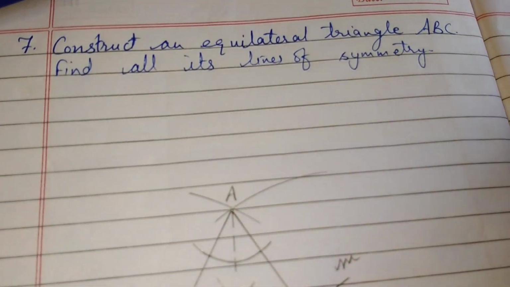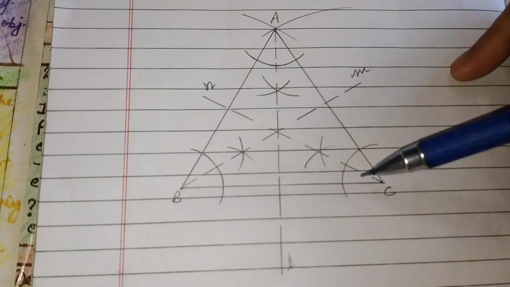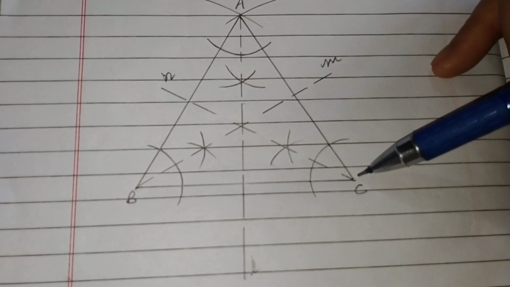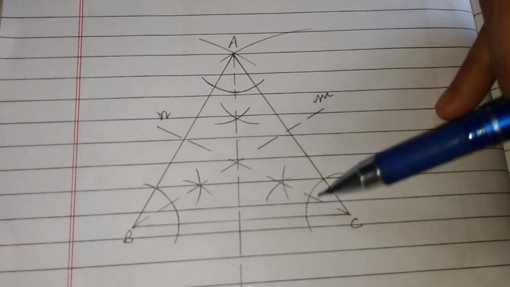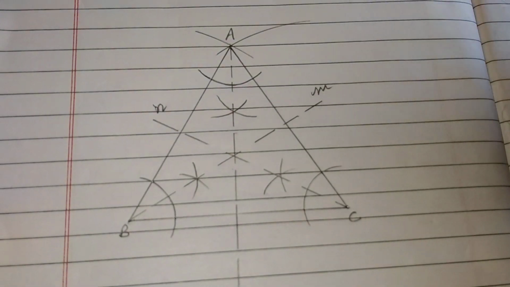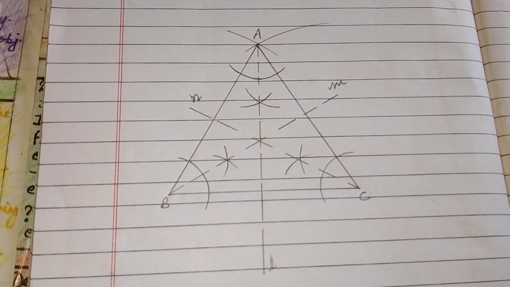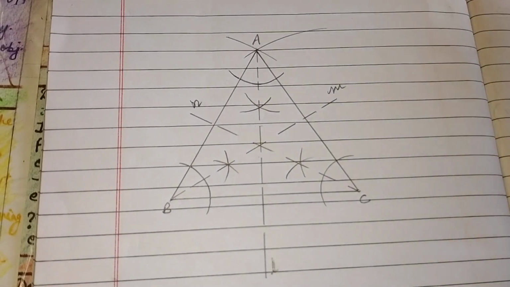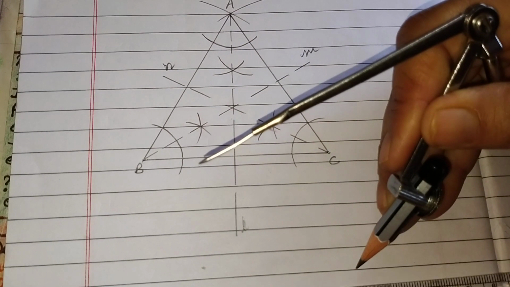Question number 7 is, construct an equilateral triangle ABC and find all its lines of symmetry. Firstly you will construct an equilateral triangle, then find its lines of symmetry. I have already drawn this triangle here, but I am going to tell you how to draw it roughly.